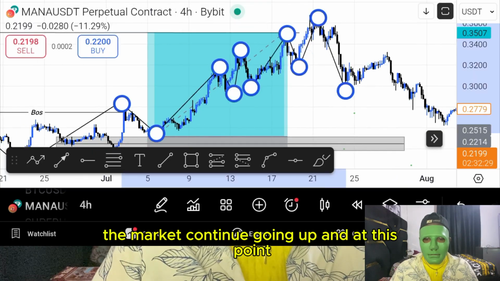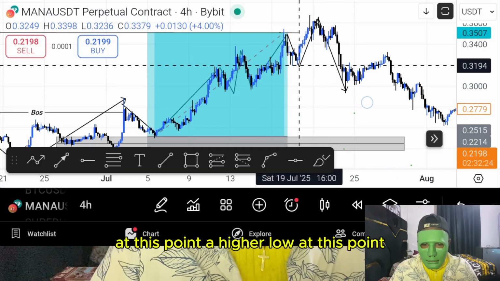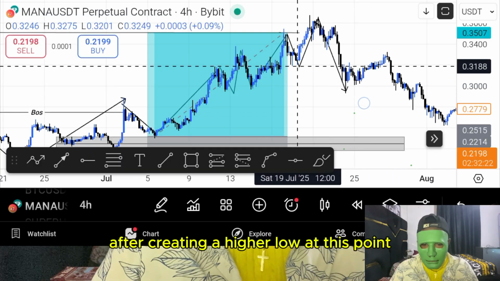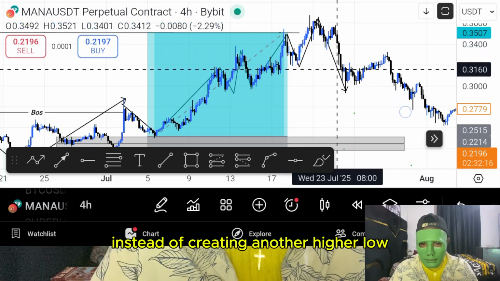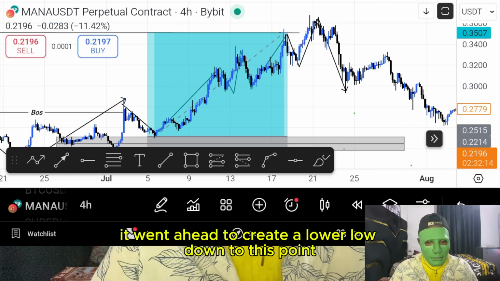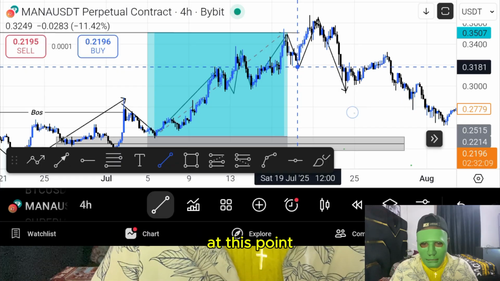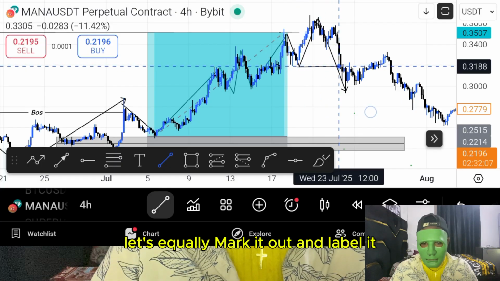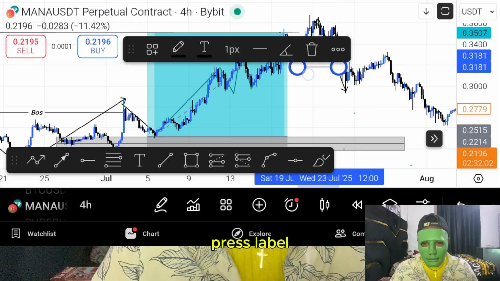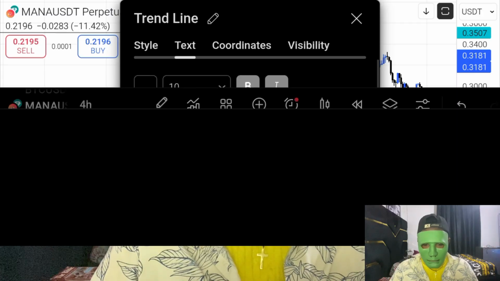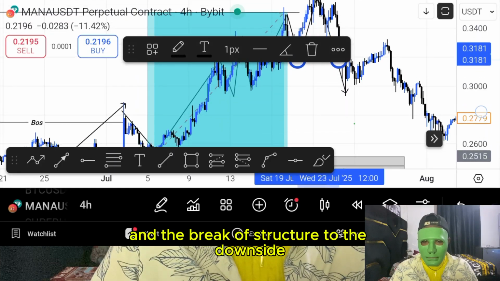The market continued going up, and at this point, after creating a higher low here, instead of creating another higher low, it went ahead to create a lower low down to this point, thereby causing the market to break its structure at this point. Let's equally mark it out and label it. Another break of structure to the downside here. Another break of structure to the downside.